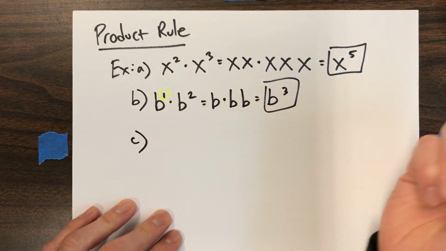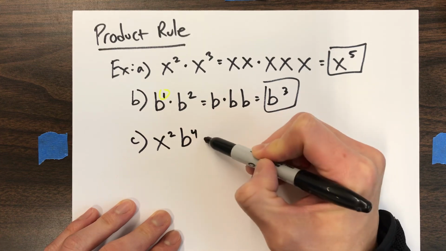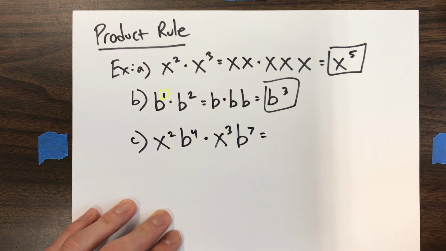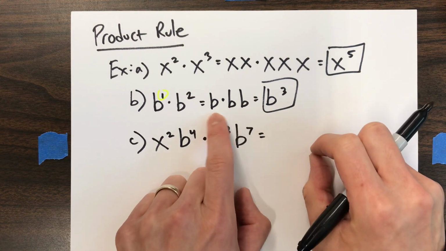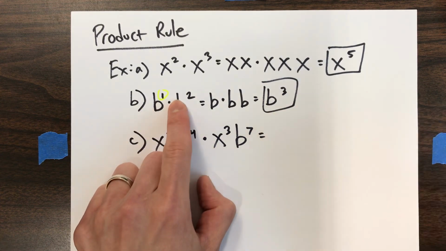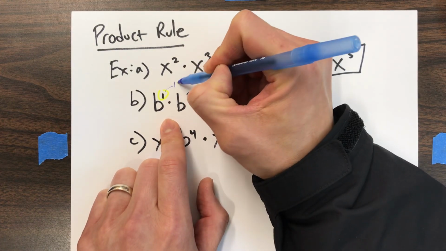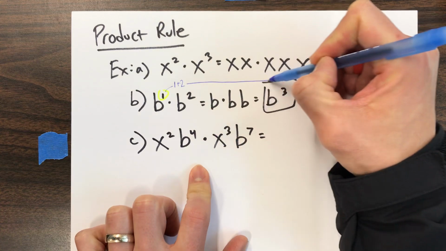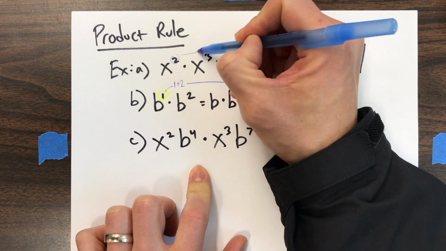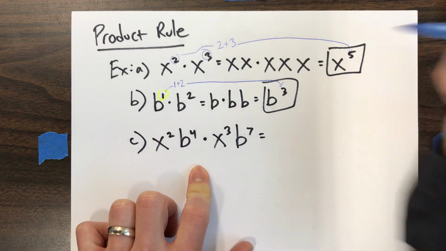So same thing, let's try 2 variables. Let's try an x squared times b to the 4th times x cubed times b to the 7th. So now you can keep writing these out like we did in these first 2 examples, but I think you may have figured something out. Look at this right here. What this is saying is this is simply 1 plus 2, and that's going to give us 3. What this is saying right here is simply 2 plus 3 is going to equal 5.